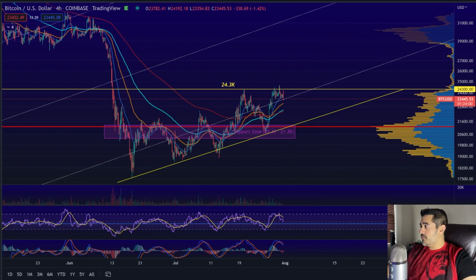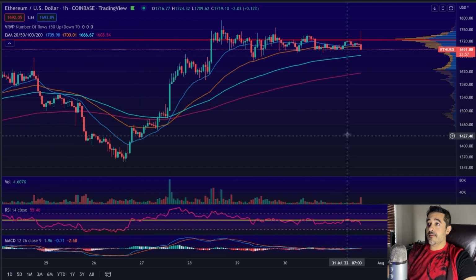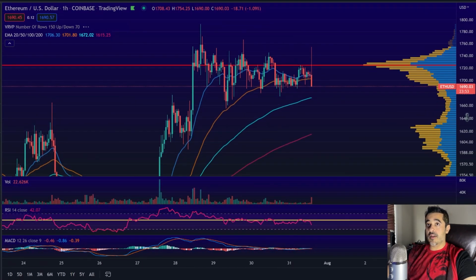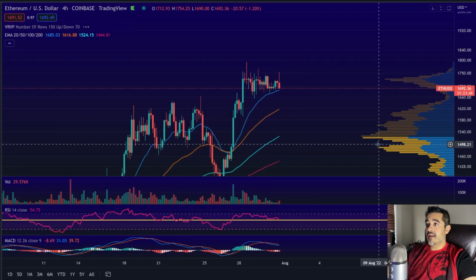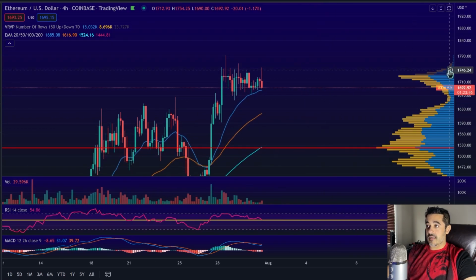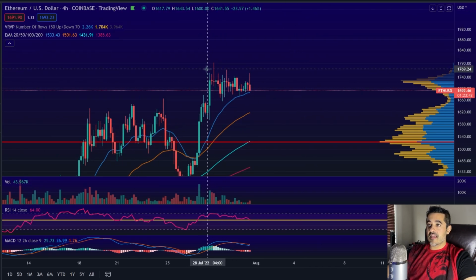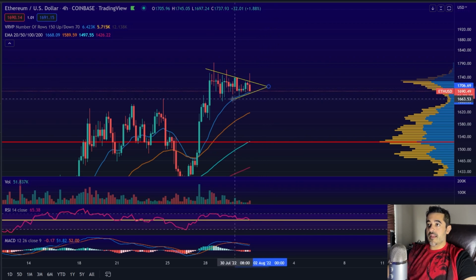Okay, let's move on. We're going to take a look at the Ethereum chart now, all right? Now, when we look at Ethereum, we are seeing something super interesting here. Ethereum has been putting in this amazing consolidation. We're going to look at it on the 4-hour, okay? So this is almost like a clear bull flag.